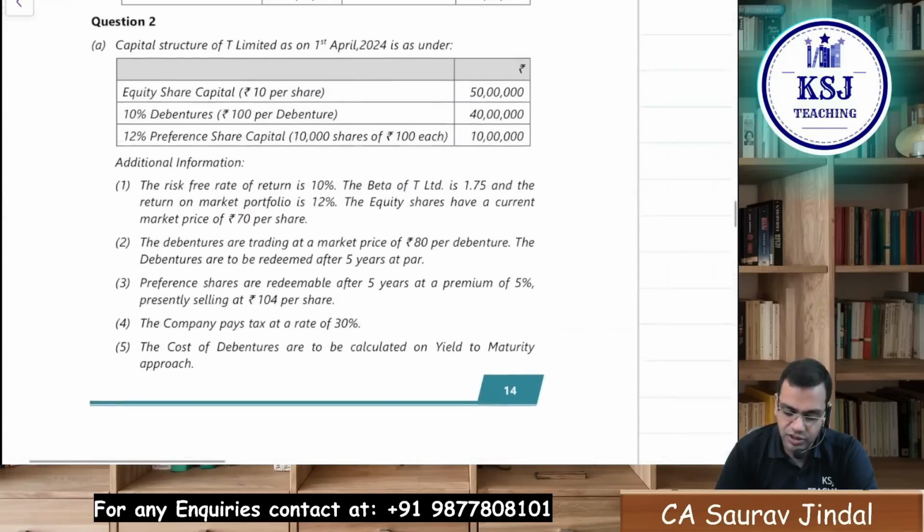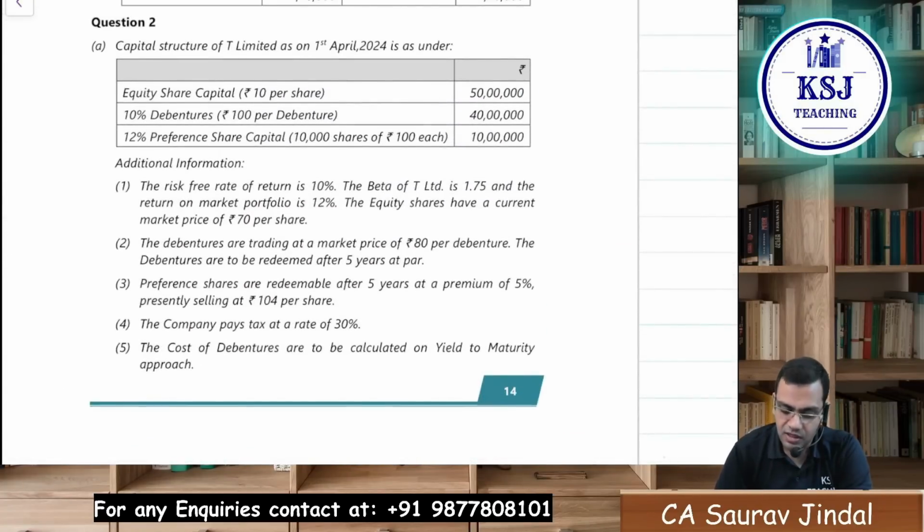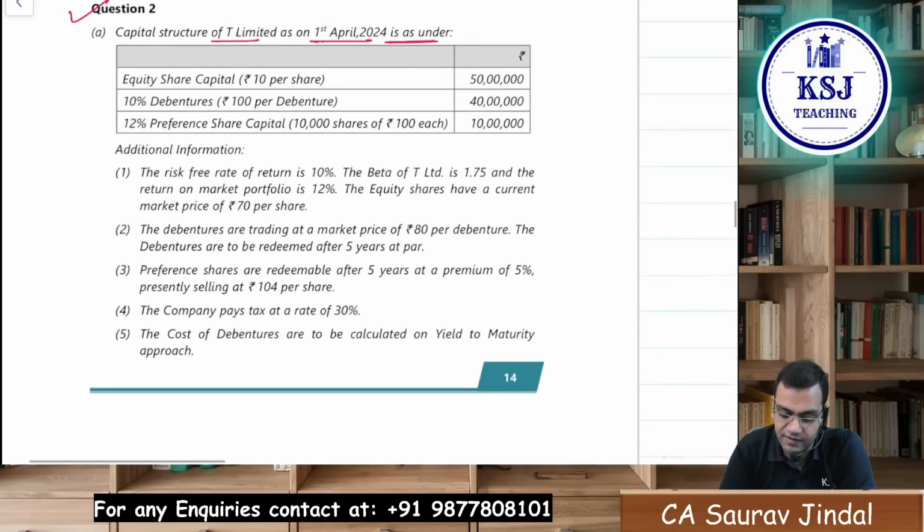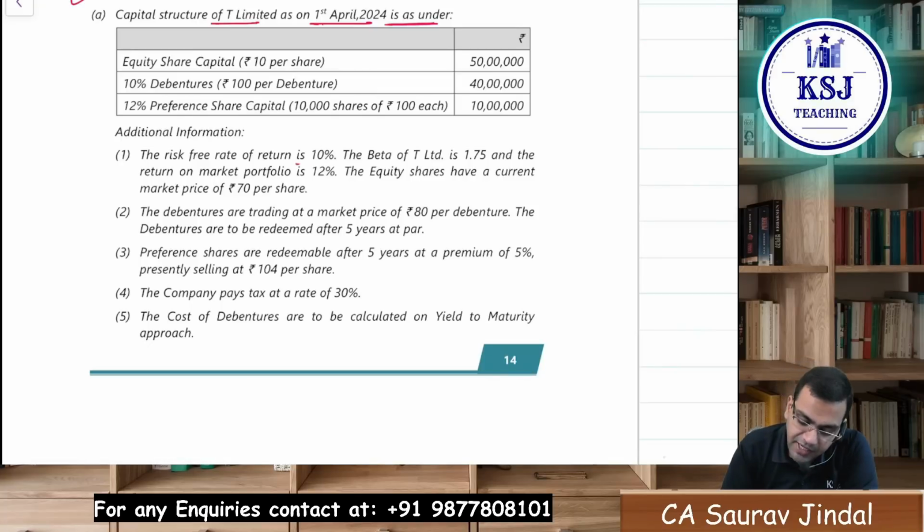Let's move on to question number 2. Capital structure of T Limited as on 1st of April 2024 is as under. Equity share capital is given, 10% debentures are given, and 12% preference shares are given to you. The risk-free rate of return is 10%. The beta of the company is 1.75 and the return on the market portfolio is 12%. The equity shares have the current market price of rupees 70 per share.